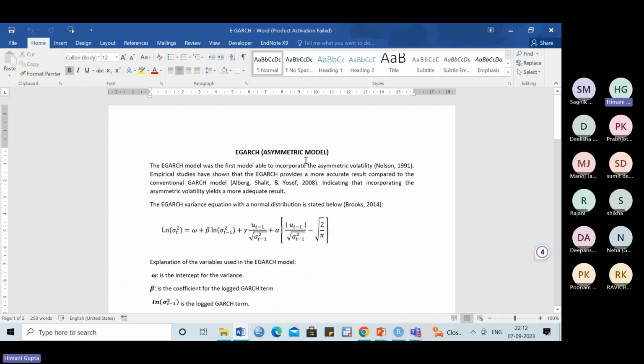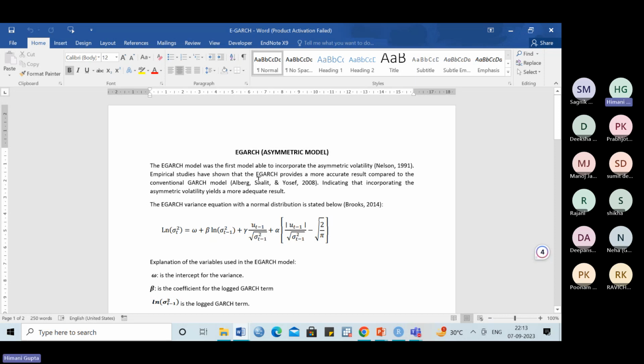So whenever you see that good and bad news are not giving a similar impact, I'm going to use this EGARCH. So SGARCH has this drawback. The thinking was that they have a similar impact, but actually there is not a similar impact. So EGARCH was invented. EGARCH was the first model which was able to incorporate asymmetric volatility.